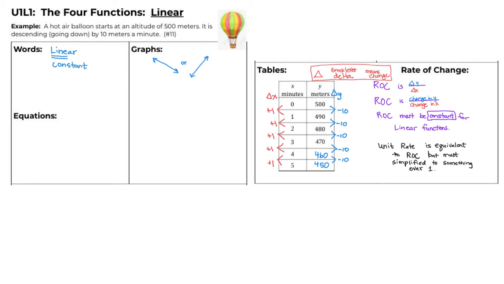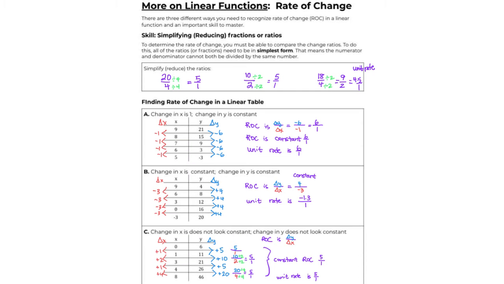You have already completed the summary pages for all of our linear on the next 2 pages, but I'll just quickly highlight that the rate of change must be constant for linear functions. You may not have this on this page. You could add this unit rate is equivalent to the rate of change, but must be simplified to something over 1. You can see our constant rate of change right here, negative 10 over 1. Those are all the same, so it is constant.